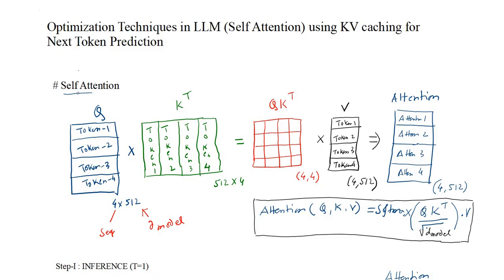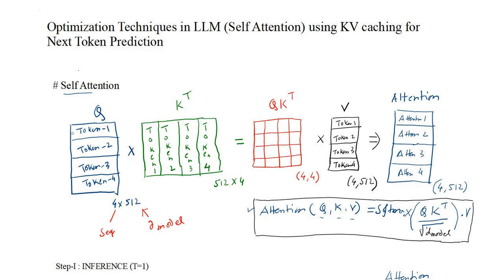We generally know from the previous lecture what self attention is, where the attention mechanism is defined by query, key and value, given by Q into K transpose divided by d model, into V. Okay, now let's assume the query is given by 4 tokens.